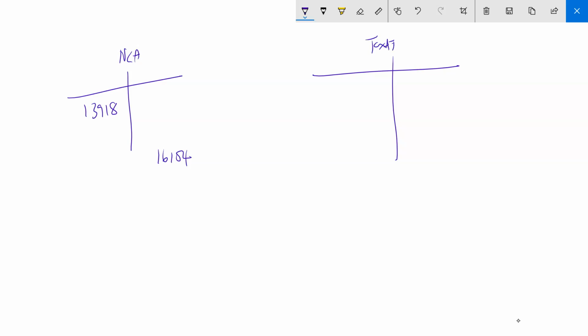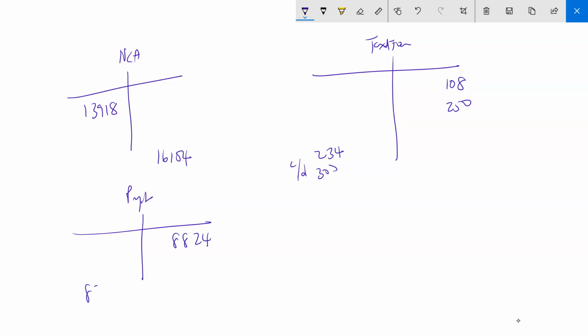Taxation, which of course you have deferred and current taxation. These are your opening figures here, 108 and 250. Your closing figures are 234 and 300. These are your carried out figures, and these are your opening balances. And then you also have profit, which is a T account in effect. You start off with 8,824, and you have a closing of 8,951.